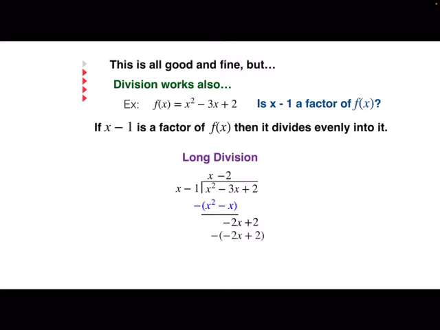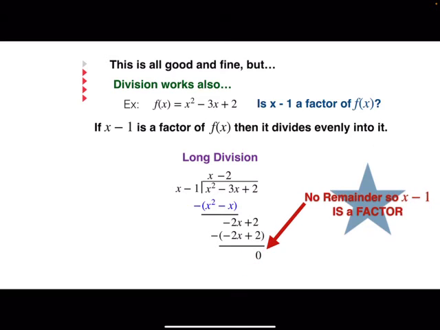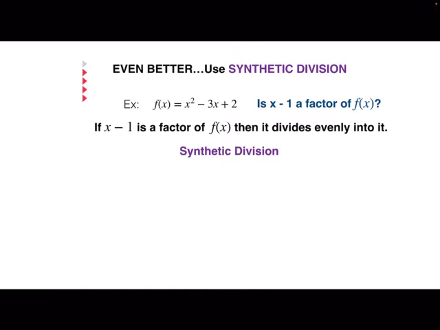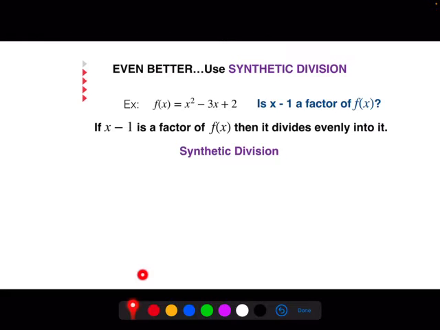Okay, remainder 0. Great, we have a factor. And faster than all of these is using synthetic division. Because we're just testing this binomial, this problem is made for synthetic division.